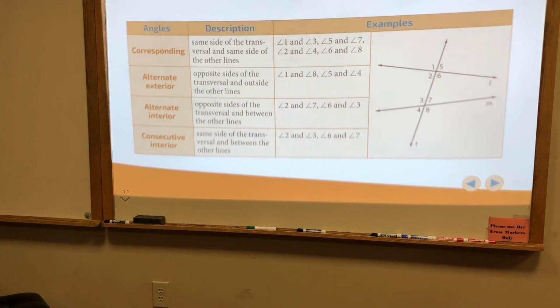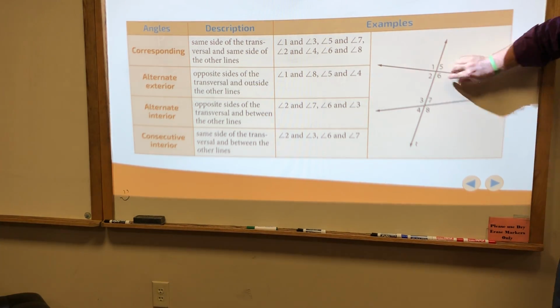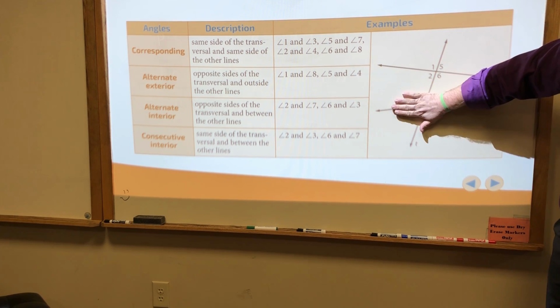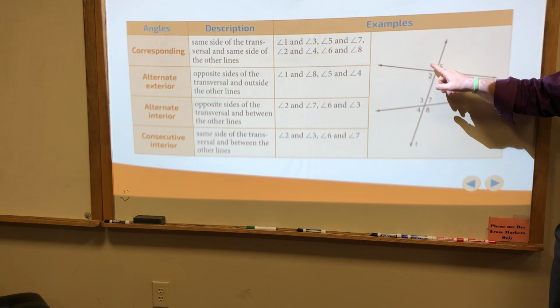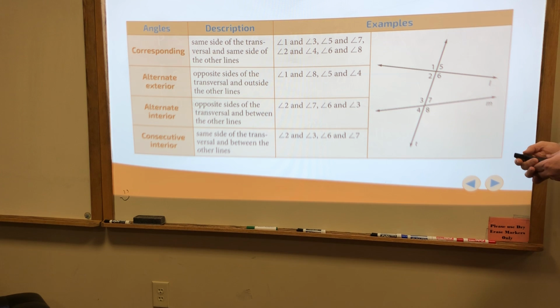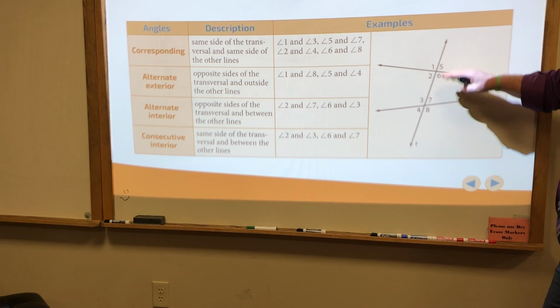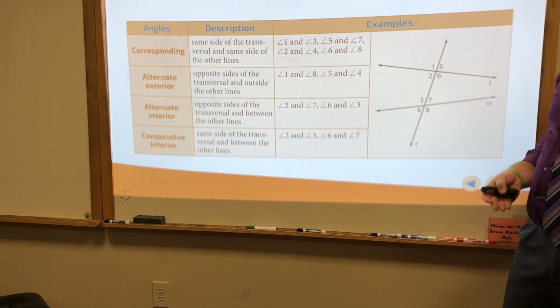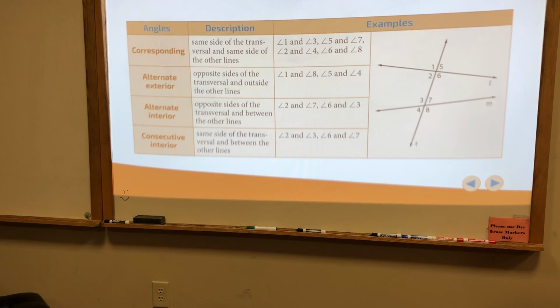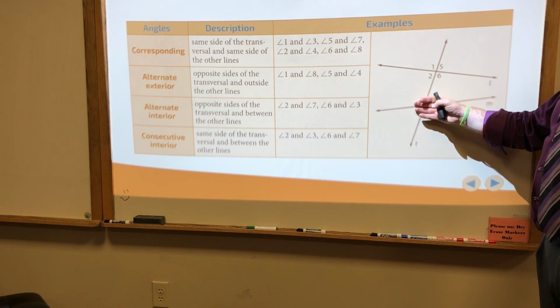All right. So corresponding is when you take the top line and you slide it down and set it right on top. Whichever angles correspond go together. So you'll see 1 and 3, they correspond. 2 and 4, 5 and 7, 6 and 8. Notice what you did: you cut the line in half, you slid it down and put it right on top. So corresponding angles is exactly that. It's going to be 1 and 3, 2 and 4, 5 and 7, 6 and 8. All you're doing is sliding that down and setting it right on top.